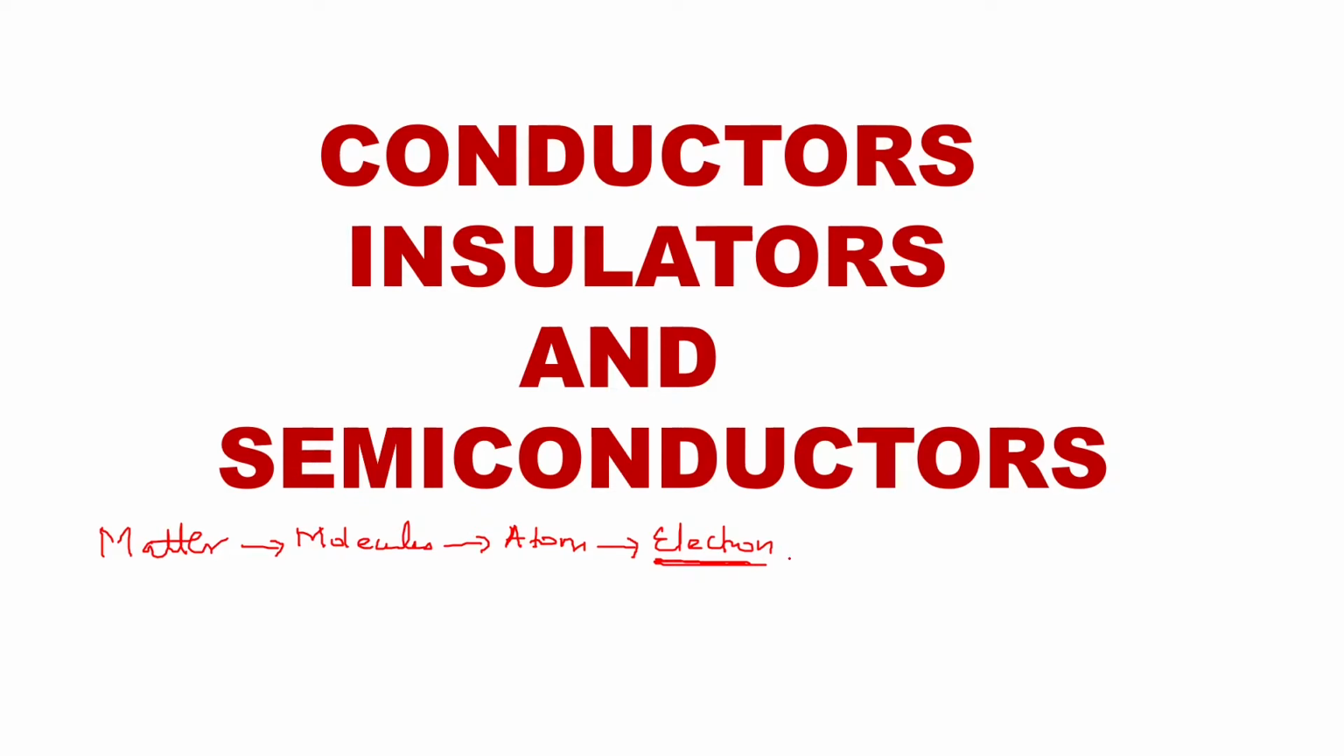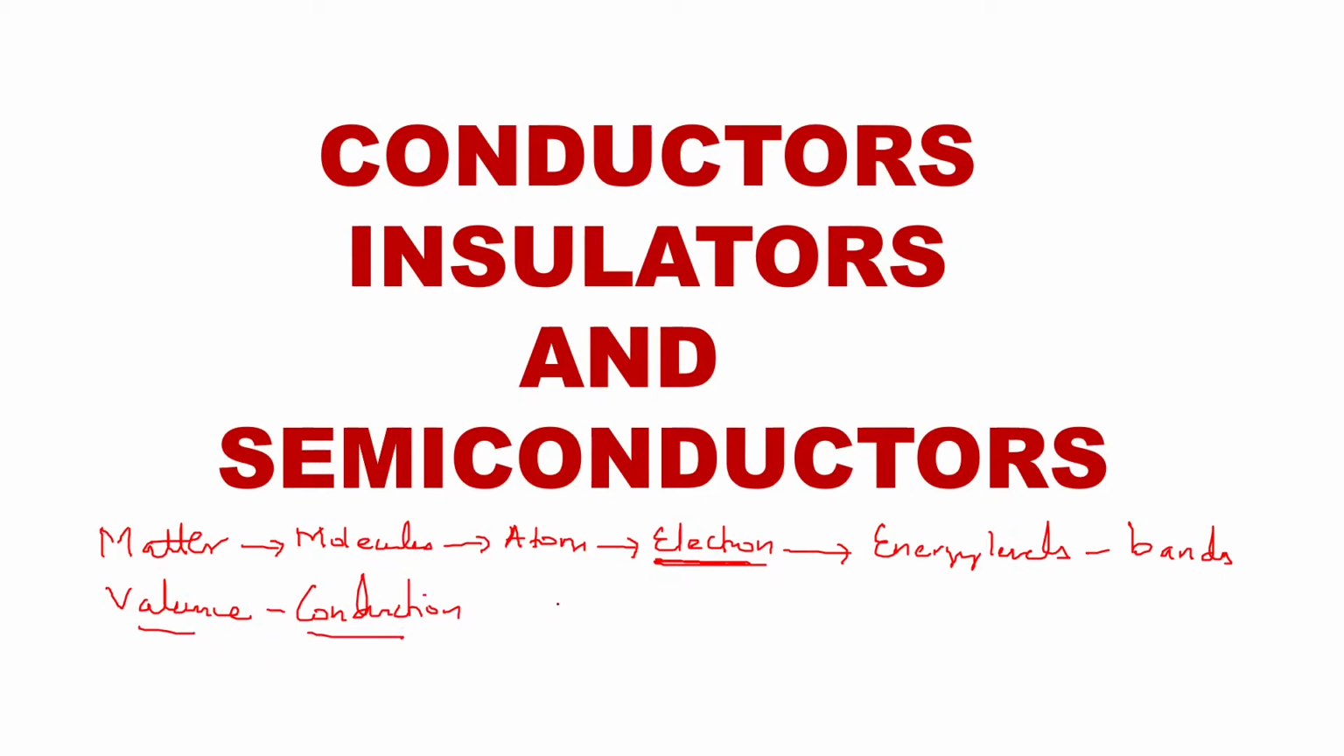Then after we know what an electron is, we will see their energy levels, and then we will see energy bands. After you know the energy levels and energy bands, we will see a band for valence electrons, that is the valence band, and then we will see what a conduction band is. Based on these two definitions, we will differentiate conductors, insulators, and semiconductors. So this will be our flow of study in this part one video today.